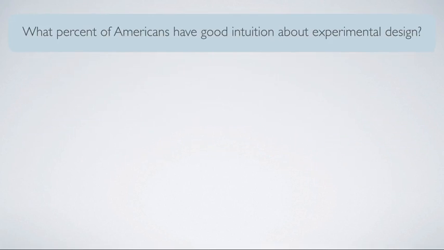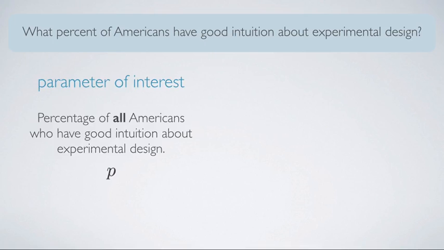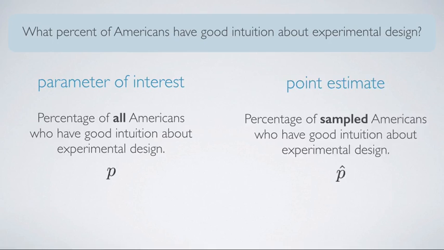Our goal is to estimate what percent of Americans have good intuition about experimental design. Our parameter of interest here is the percentage of all Americans who have good intuition about experimental design, and we're going to denote this unknown population parameter p, for population proportion. Our point estimate is the percentage of sampled Americans who have good intuition about experimental design, and we're going to denote this p hat. This is our known sample proportion. In fact, that is 571 divided by 670, the total sample size, roughly 85%.